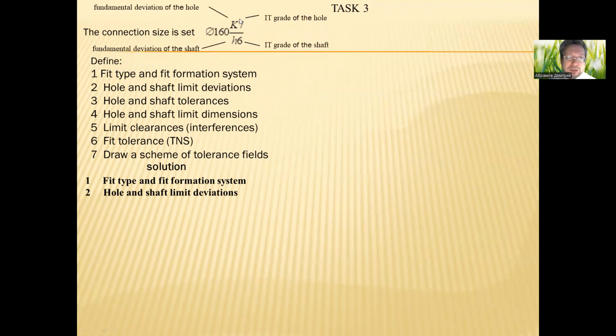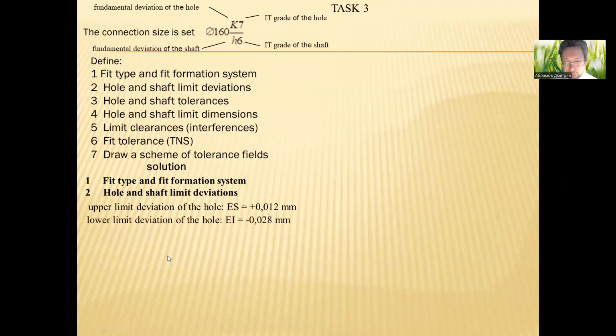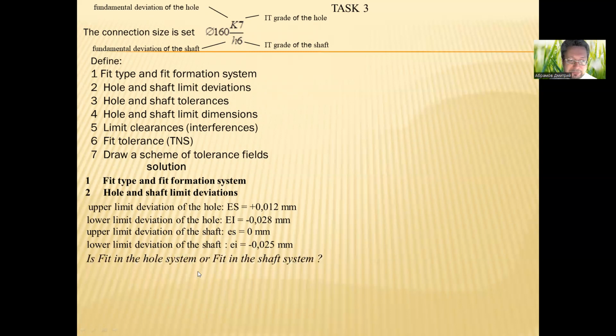Fundamental deviation of the hole K, IT grade of the hole 7, fundamental deviation of the shaft small h, and IT grade of the shaft 6. We find the upper limit deviation of the hole, big ES, is equal plus 0.012 millimeters. Lower limit deviation of the hole, big EI, is equal minus 0.028 millimeters. Upper limit deviation of the shaft, small es, is equal 0, and lower limit deviation of the shaft, small ei, is equal minus 0.025 millimeters.